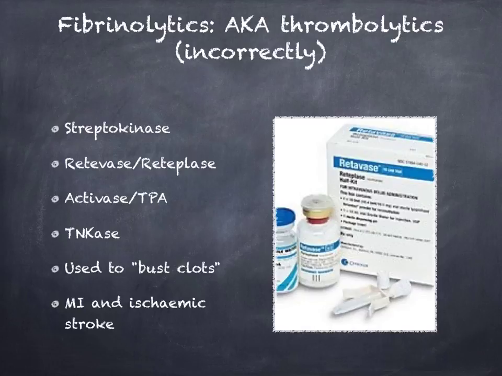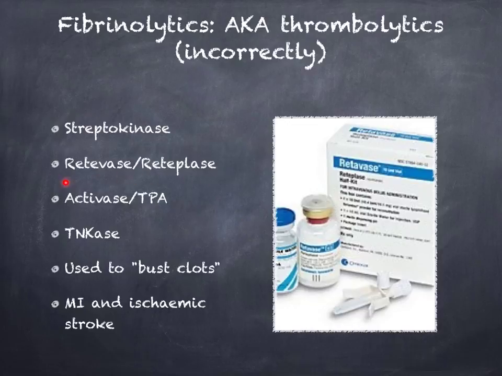There were some issues with all of these medications. If I give them, there's always a risk that I could have internal bleeding or hemorrhaging occurring, particularly within the brain, and that's obviously one of the things we're really concerned about. Then some of the second generation, newer agents came out: Retavase or Reteplase, Activase or tPA as the other name, and then TNKase or Tenecteplase. All of these have roughly the same efficacy. They all tend to work.